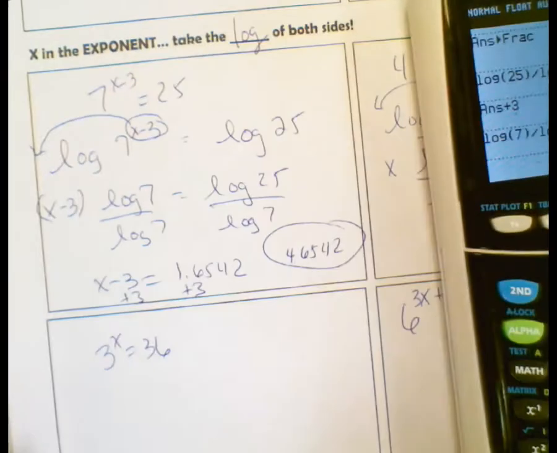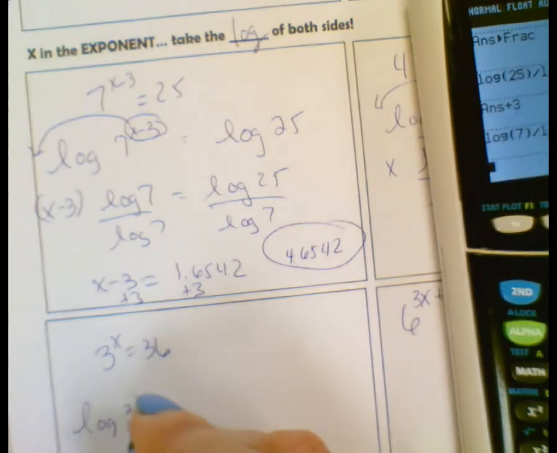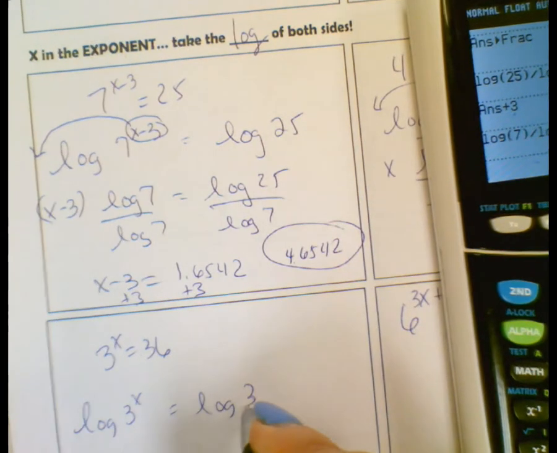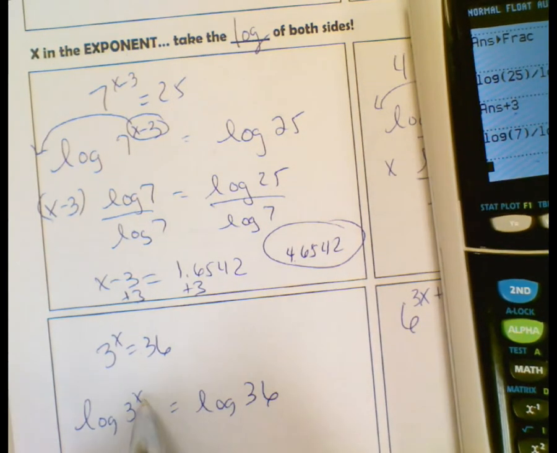Next problem. Take the log of each side. What am I going to do with this x, everybody? Where's it going? It's going out front. X log 3 equals log 36. Let's divide by log 3.